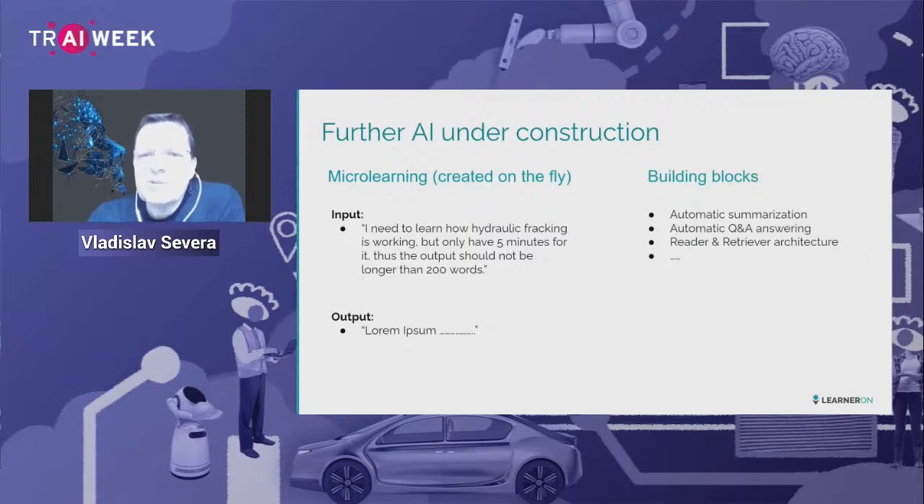Some of the building blocks would be natural ones like automatic summarization or Q&A answering, but these two things will not cut it. We need to add more into the architecture. So we are now also working with the reader and retriever architecture. We are not yet fully done, but we are somewhere on the way towards the desired goal. And the desired goal is obviously to serve our learners and users the best way possible. So that's the goal of LearnerOn as a company.